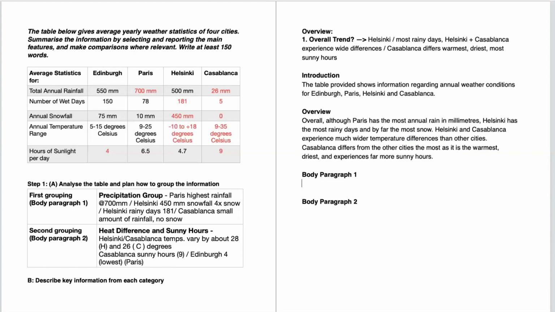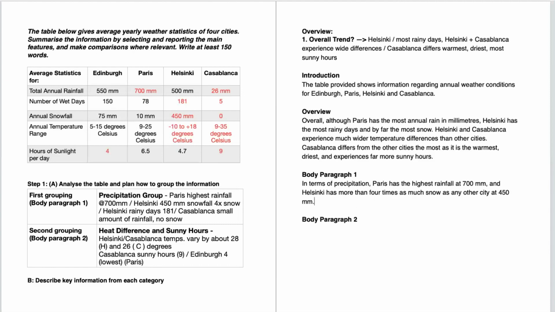Now we're going to talk about body paragraph 1, and we're going to use this information here in our table in the precipitation group. So I'm going to start off by saying, in terms of precipitation, Paris has the highest rainfall at 700 millimeters. I'm writing it exactly as I see it in the table. I don't really have to write out the word, so this is perfect. Then I'll say, and Helsinki has more than 4 times as much snow as any other city at 450 millimeters, which is what I had here in the table.